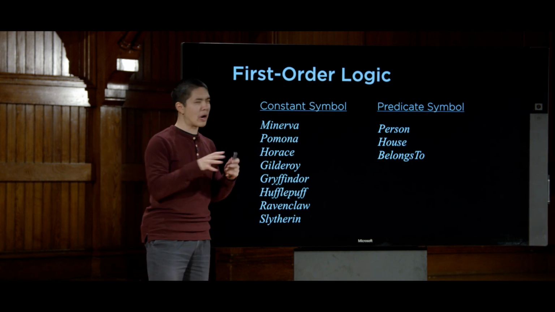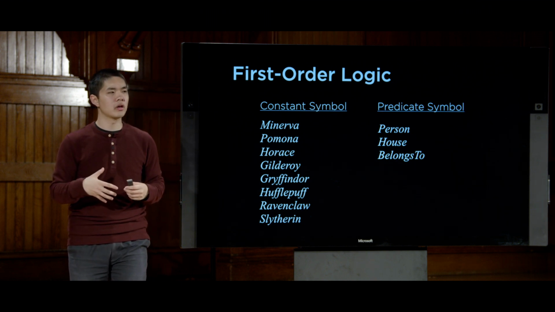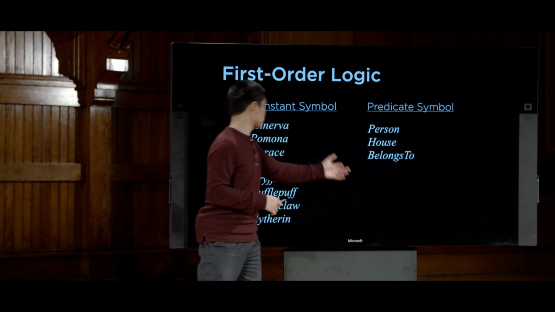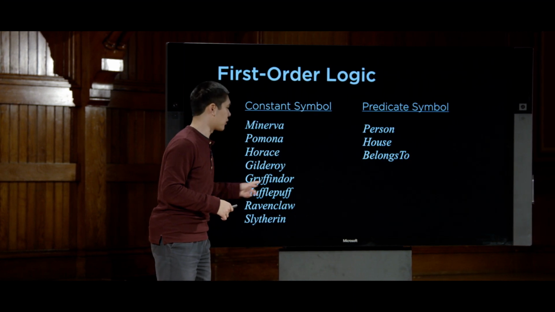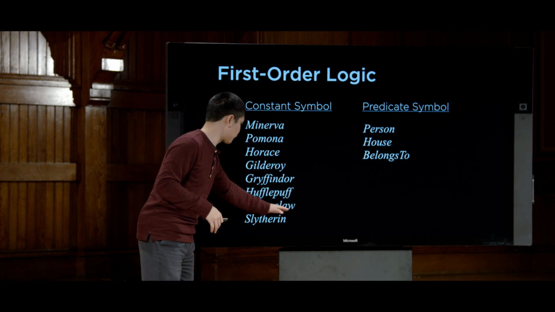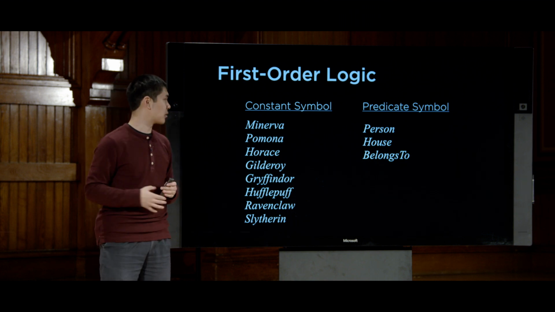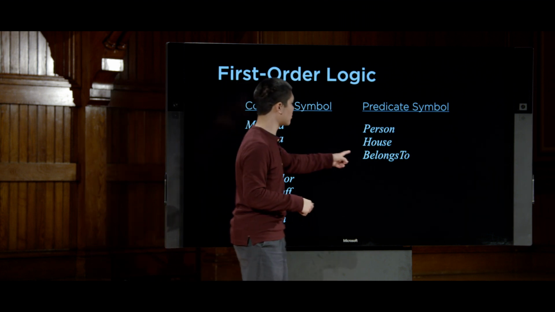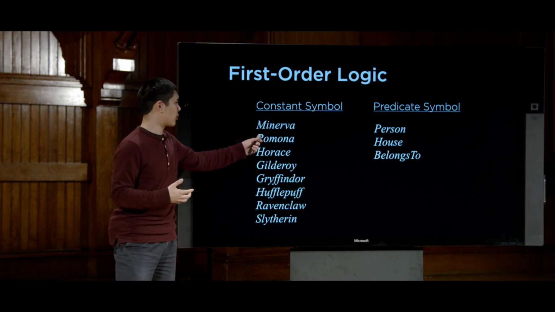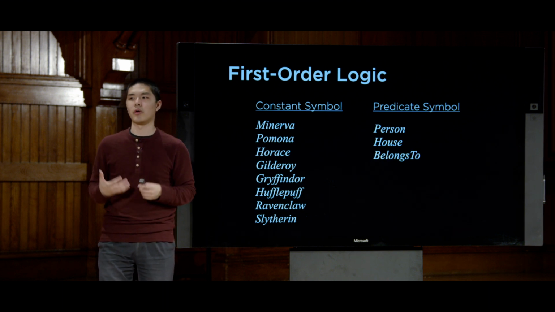Predicates, meanwhile, these predicate symbols are going to be properties that might hold true or false of these individual constants. So person might hold true of Minerva, but it would be false for Gryffindor, because Gryffindor is not a person. And house is going to hold true for Ravenclaw, but it's not going to hold true for Horace, for example, because Horace is a person. And belongs to, meanwhile, is going to be some relation that relates people to their houses. And it's going to only tell me when someone belongs to a house or does not.